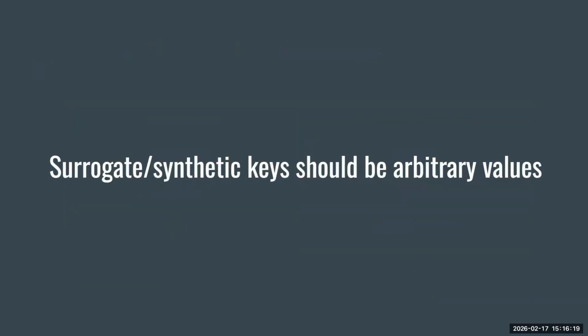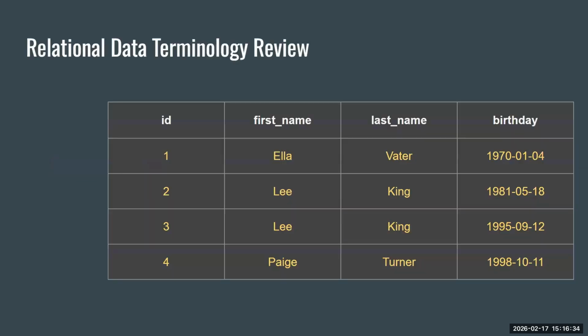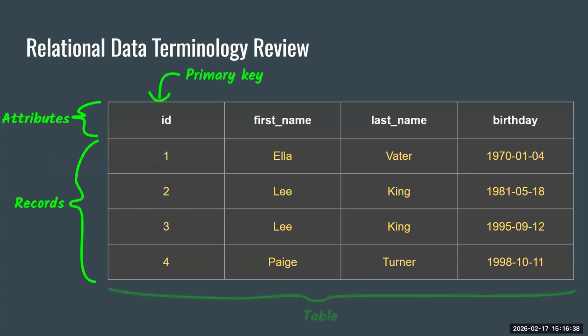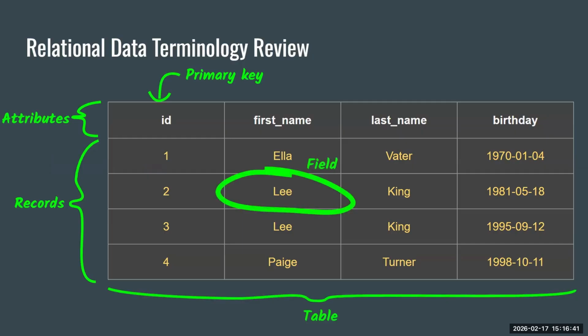All right, so we emphasized that surrogate and synthetic keys should always be arbitrary values. And then we've cleaned up our spreadsheet a little bit, but that's already been done in this example here, so we're going to move on. Again, attributes, records, primary key, table. All right. Any other questions before we move on? Online, Alex? Okay, good.